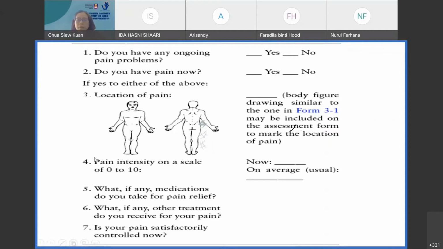So ask patients to rate their pain at the onset or now. Always, if you use a body chart, always record the pain now, not the previous. If you ask about the previous, ask about the progress of the previous condition.